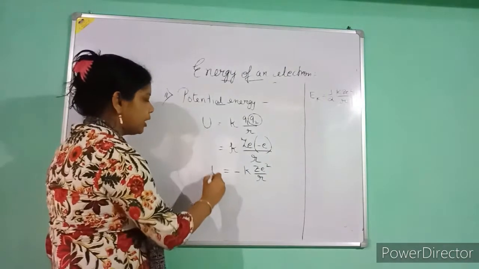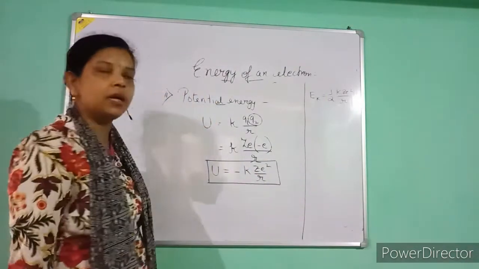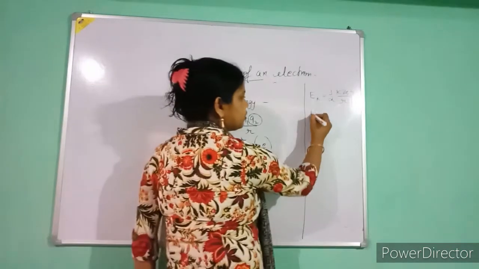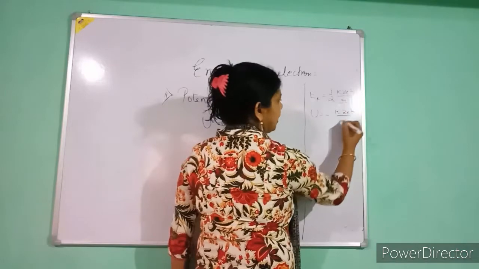So what is the potential energy associated with the electron? This is the potential energy associated with the electron. So I will write this here: it will be minus KZE squared divided by R.